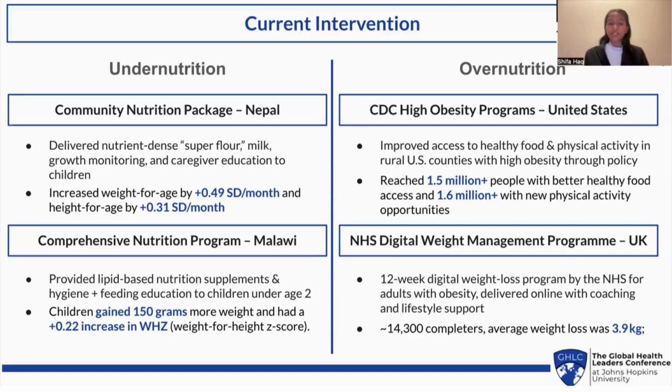Going over to overnutrition, we see programs like the CDC high obesity programs in the United States and NHS digital weight management program in the United Kingdom, which have also yielded positive results by providing individuals with access to healthy food and physical activity in rural US counties, and by providing physical activity coaching and lifestyle support in the UK, respectively. It is safe to say that malnutrition is a huge issue that's going to be very hard to tackle. However, with these interventions in place, we are taking a step in the right direction.